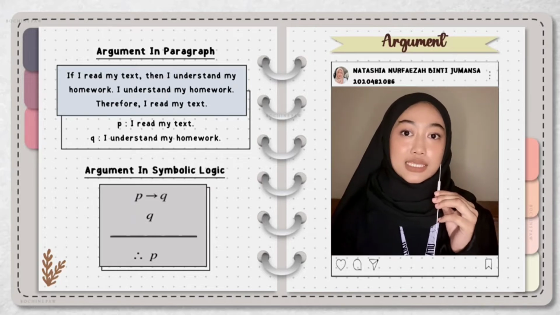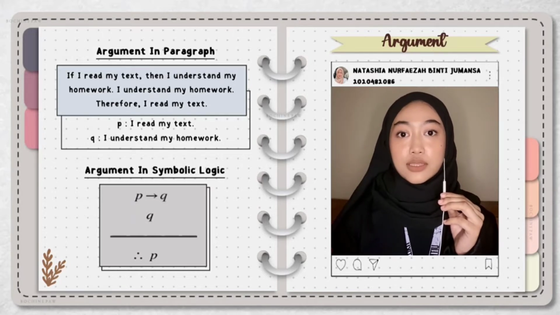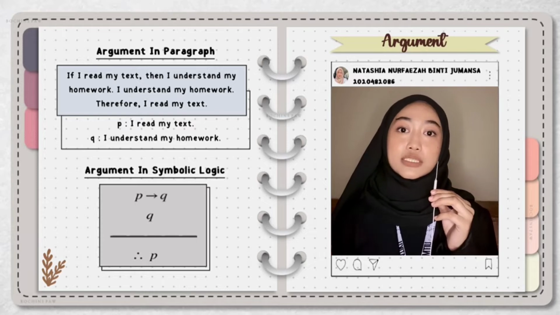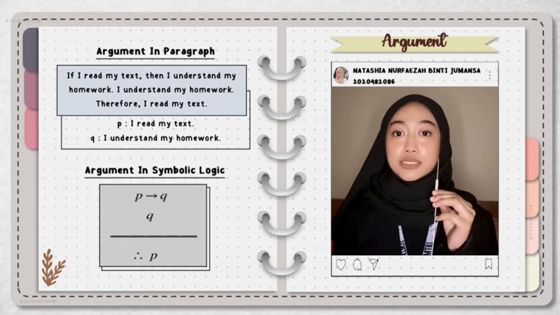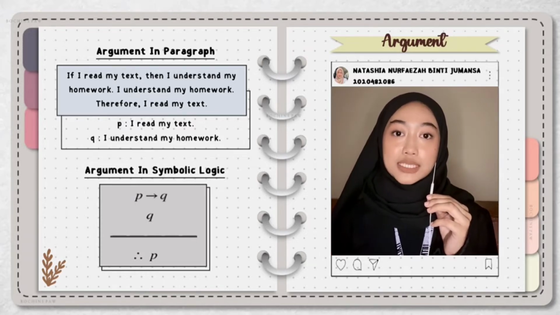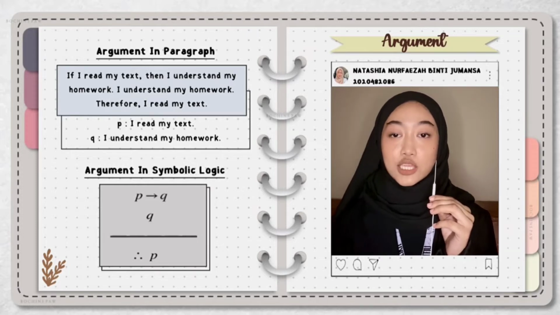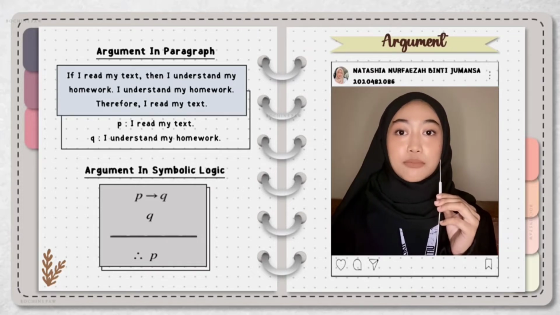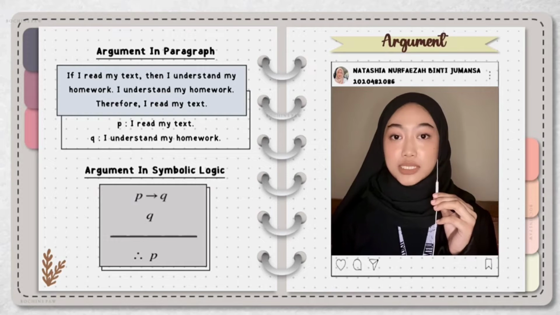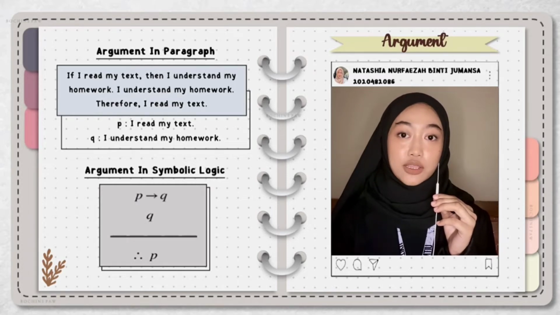If I read my text, then I understand my homework. I understand my homework, therefore I read my text. From this, we must find and label the premises with alphabet. So P is a label for I read my text and Q is a label for I understand my homework. From this label of premises, we can get the argument in symbolic logic.